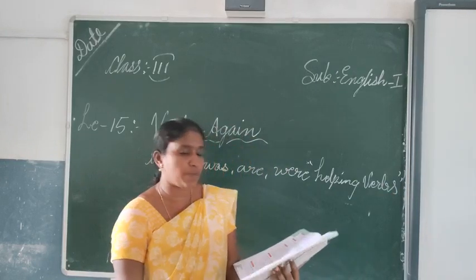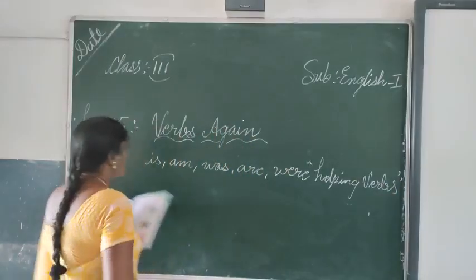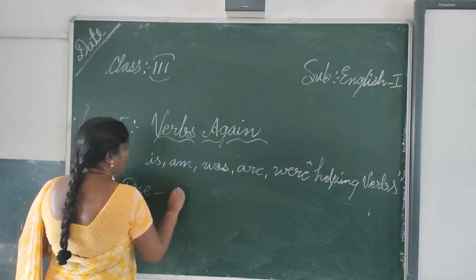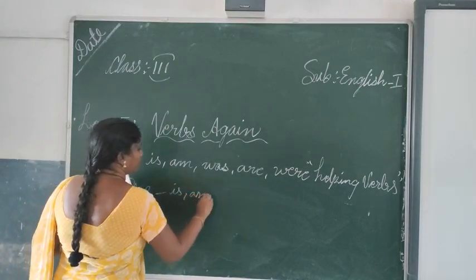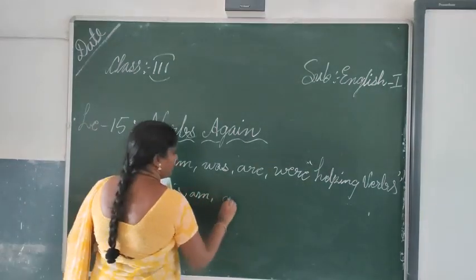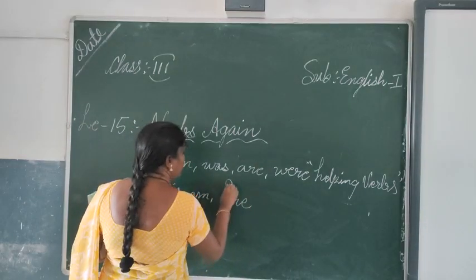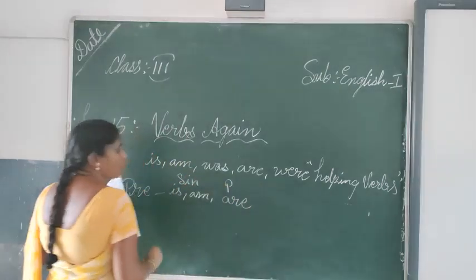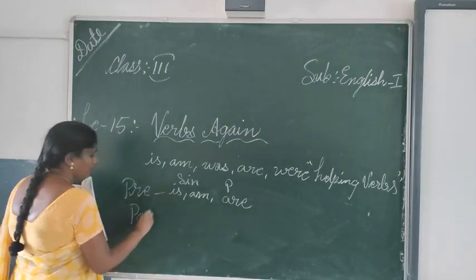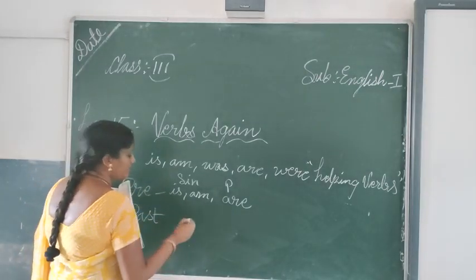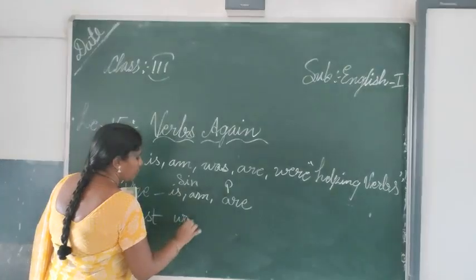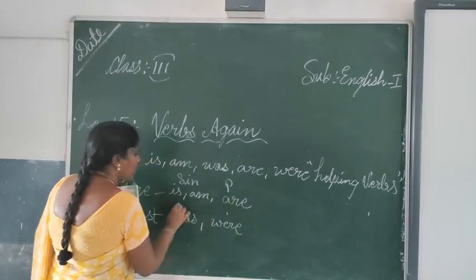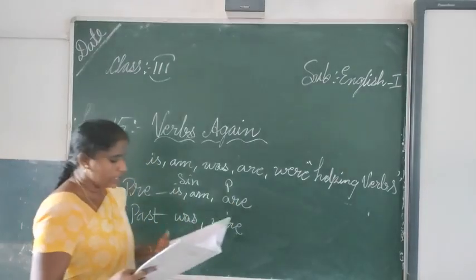So in the past tense and present tense, how do we use them? In present tense we use is, am, are. Are is used for the plural. Is and am are used for the singular. And in past tense we use was, were. Were is for the plural and was is for the singular. So this is the way it is.